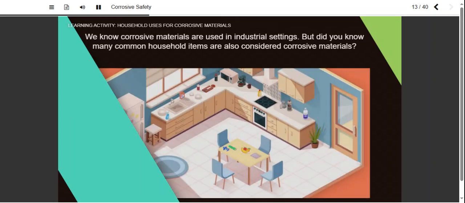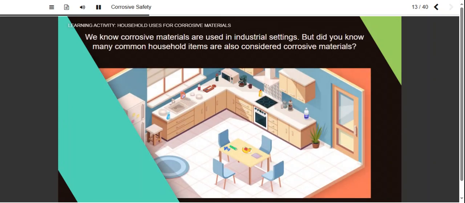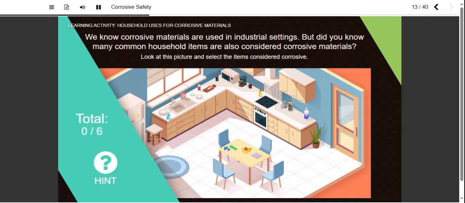We know corrosive materials are used in industrial settings, but did you know many common household items are also considered corrosive materials? Look at this picture and select the items considered corrosive.